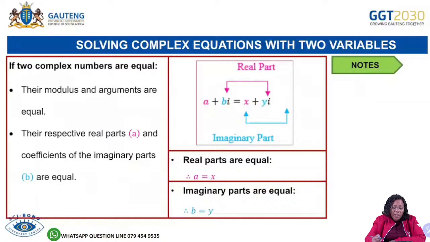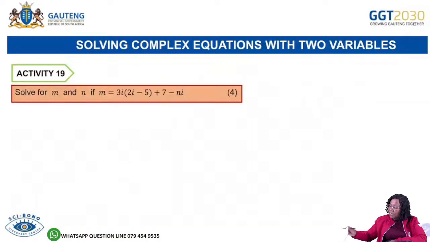Okay. And then now solving complex equation. That means we are talking about the simultaneous equation of the complex numbers. So now we are solving for m and n, 2 unknowns. So what you need to do, grade 12, you need to target your numbers now. In this case, we are having a challenge with that bracket. That is our starting point.